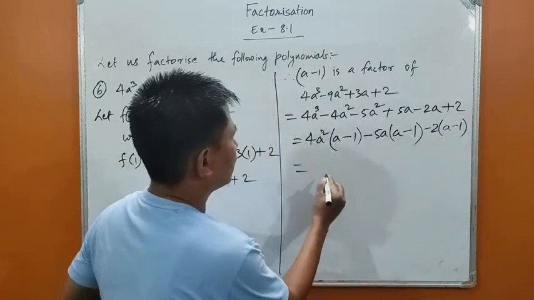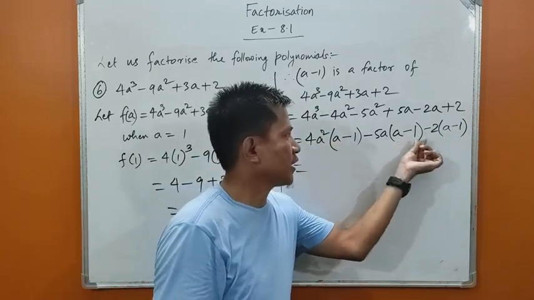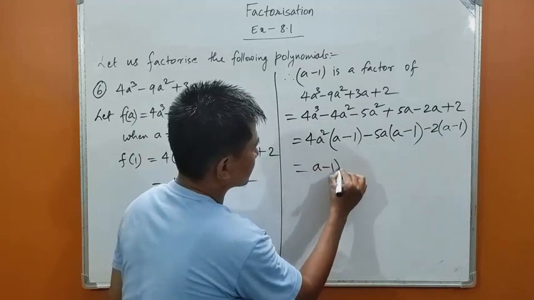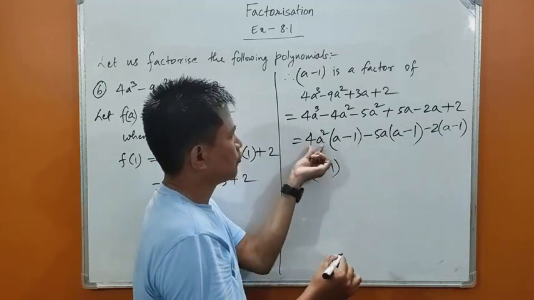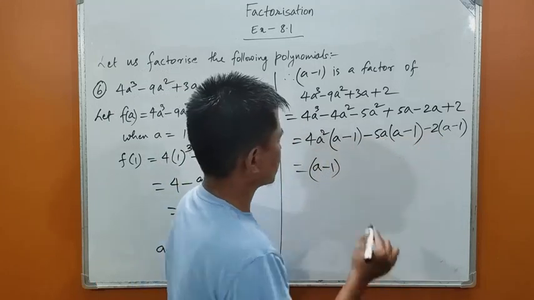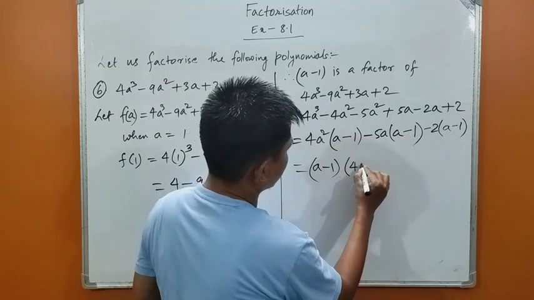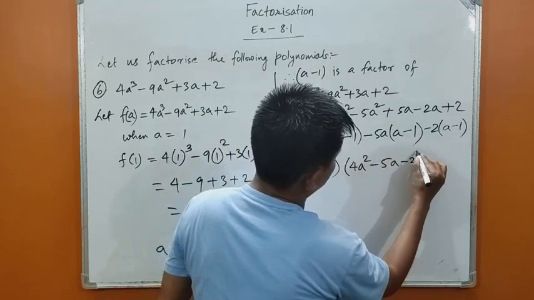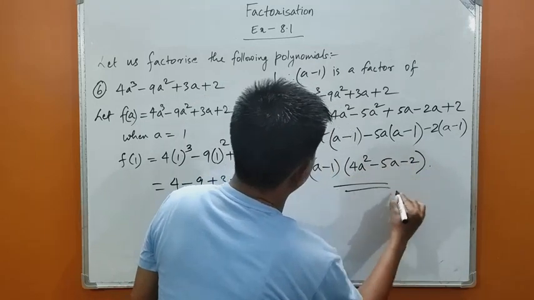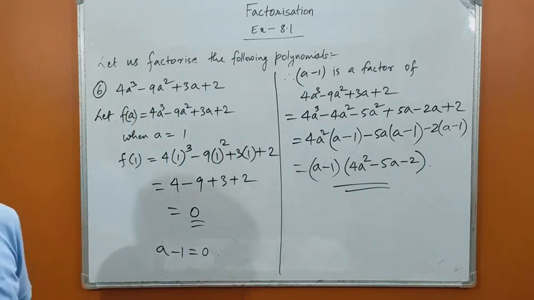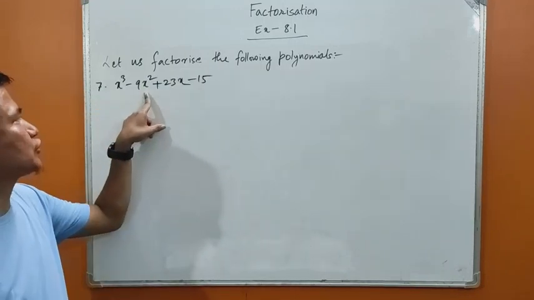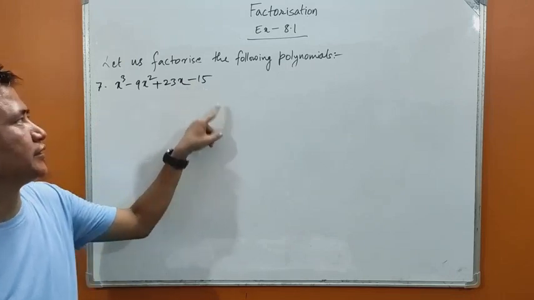Okay, now we have a minus 1, isn't it? So let us take a minus 1 common. Within the bracket remains 4a square minus 5a minus 2. So this is the answer for question number 6. Let's do question number 7. We have x cube minus 9x square plus 23x minus 15, isn't it?